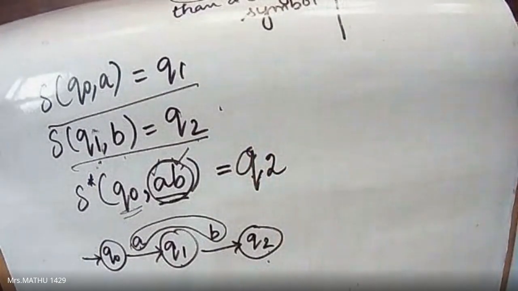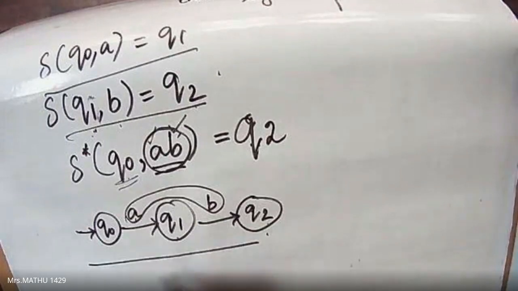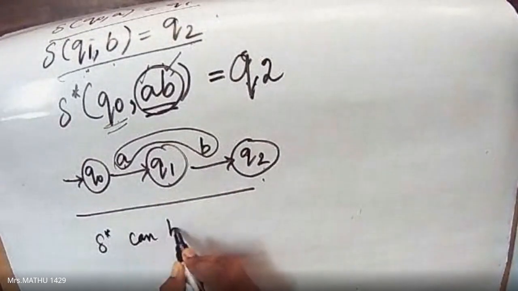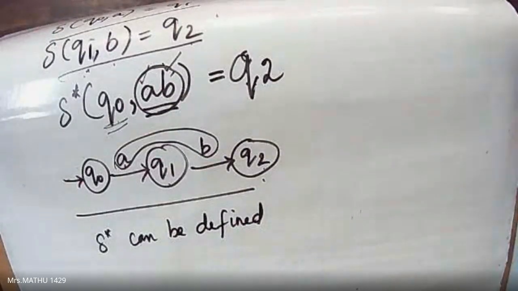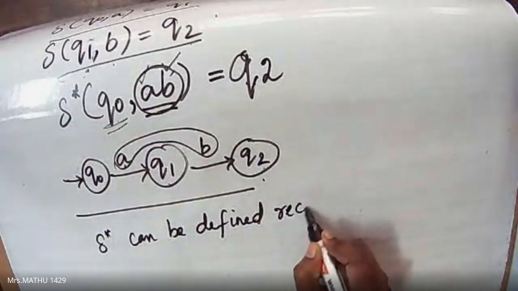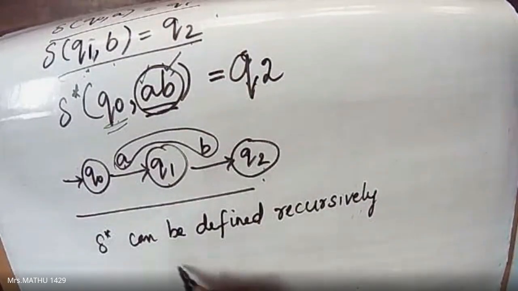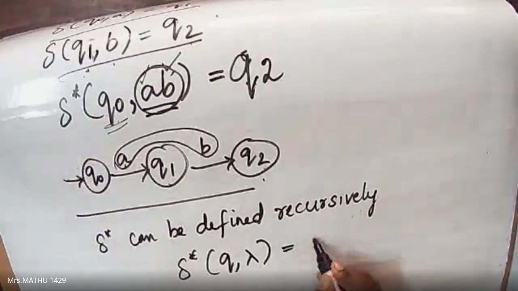Okay, so this is the extended transition function. This is by example I'm giving. So delta star can be recursively defined. Delta star of q comma lambda is equal to q.